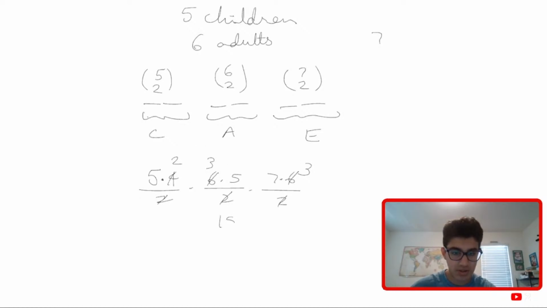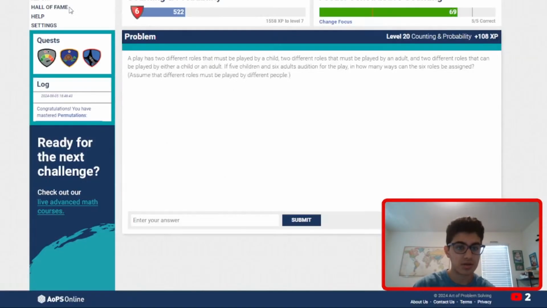So this is 15 times 21, and then this is 10. So 15 times 21 is 315. So 3150.